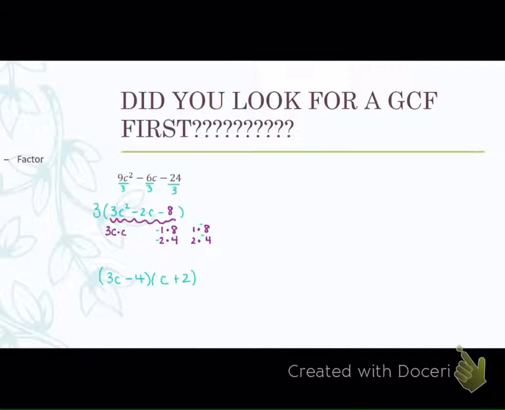Yep, because one needs to be negative, one needs to be positive. So that's 3c squared plus 6c minus 4c, and you don't need to do the outside terms, minus 8. Do we want a positive 2c, though? No. So Blaine, what is our answer then?